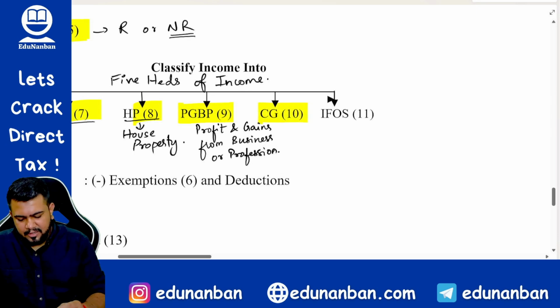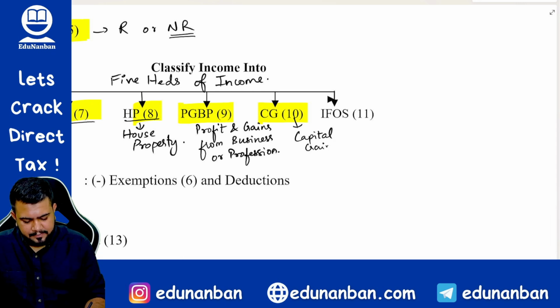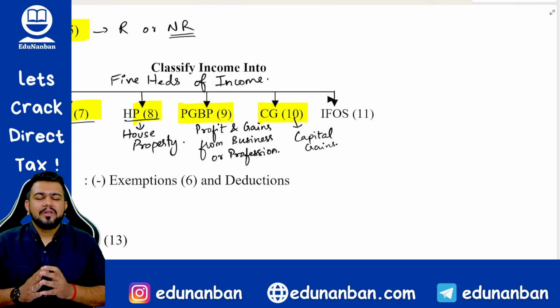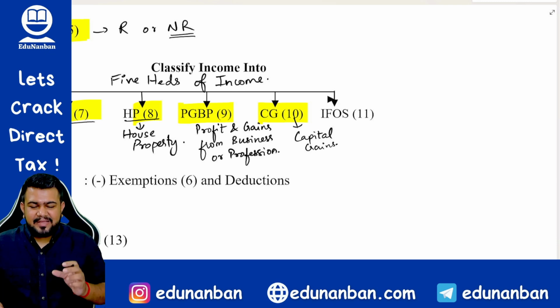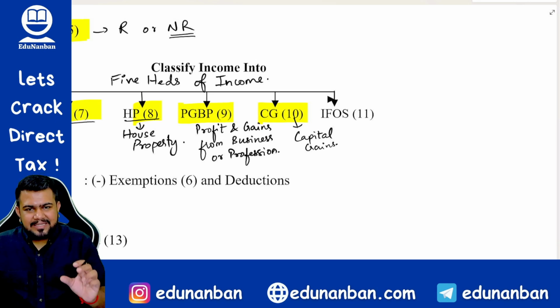Then the fourth head of income is capital gains. In school, when you had studied accounting, you would have learnt about capital assets, the assets which are shown in the balance sheet. And if those capital assets are sold and if there is a profit, such profit is called what? Capital gain. So it is capital gain.